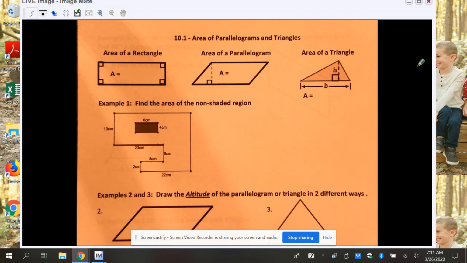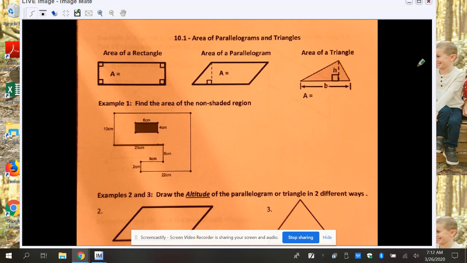All right, good morning. Our next unit is going to be all about areas of different figures and different parts of those figures. And then after that, we'll move into surface area and volume, which is when we'll look at 3D shapes. So we're going to focus on these two-dimensional objects first. All right, so today we are going to focus on parallelograms and triangles.